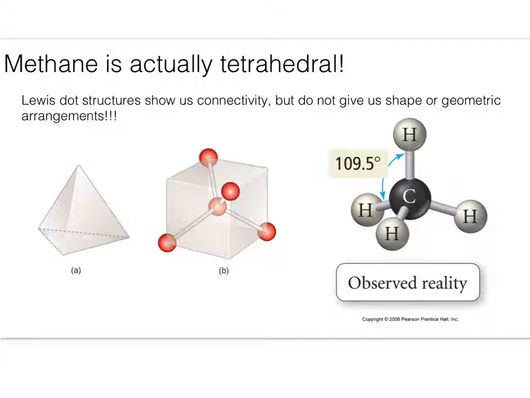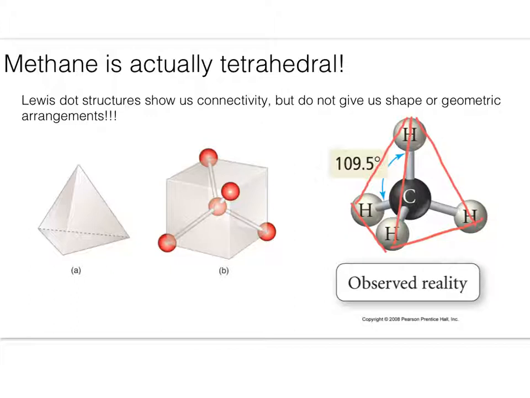However, in reality, methane, CH4, is actually a tetrahedron. So if you were to look at the actual structure of methane, you would see that it's not flat. It is in fact tetrahedral looking, so a 4-sided structure. And the hydrogen-carbon-hydrogen bond angle is not in fact 90, as the Lewis structure would make us believe, but it's 109.5 degrees, so it's larger. It's farther apart than the 90 degrees.